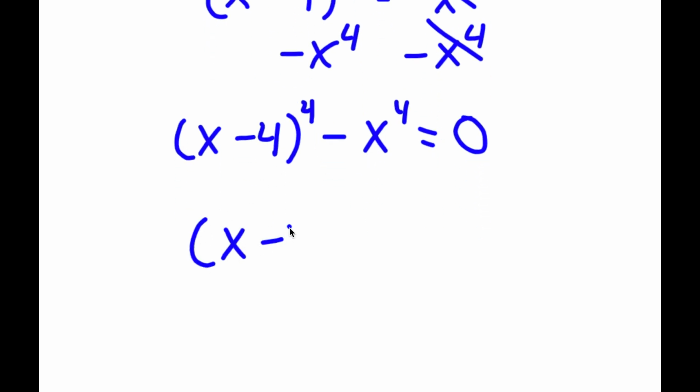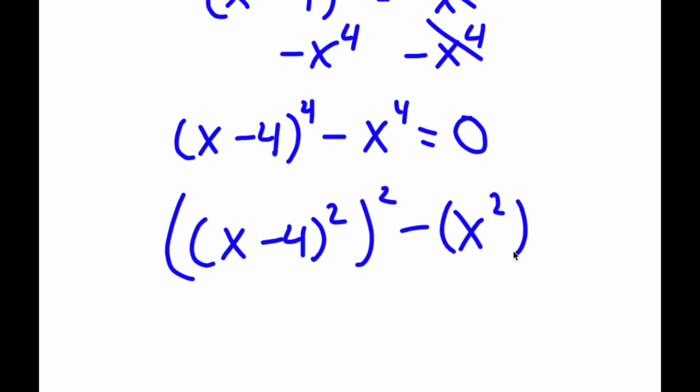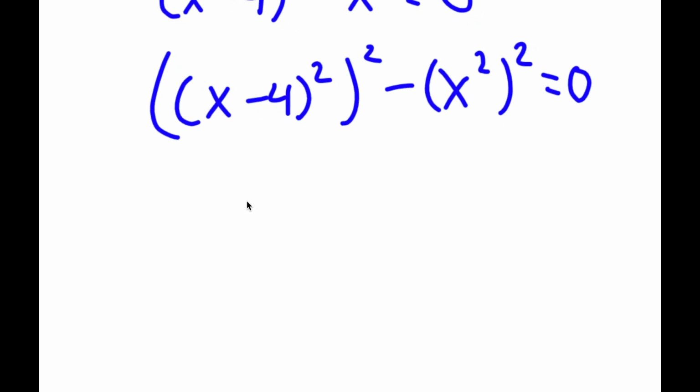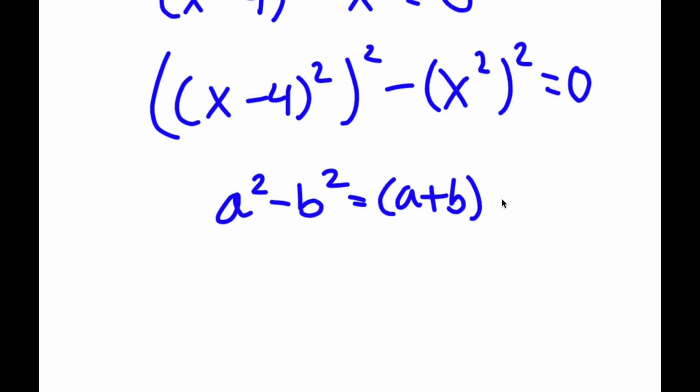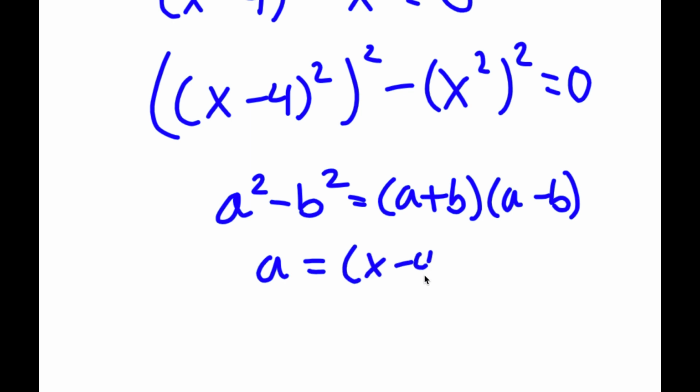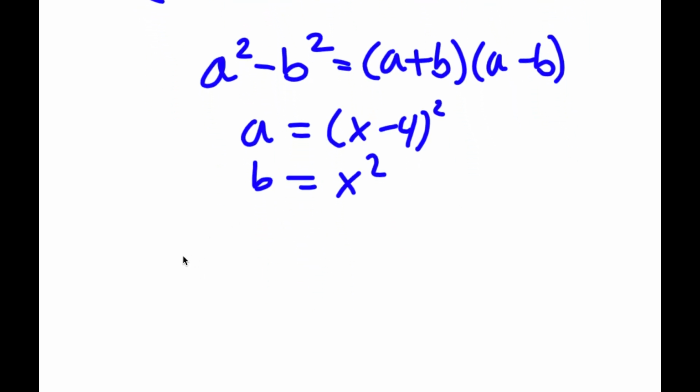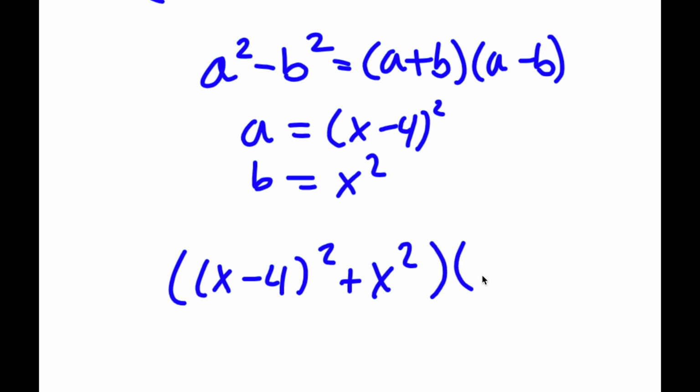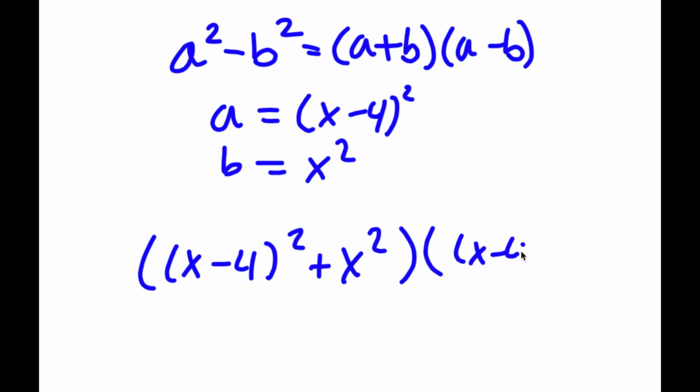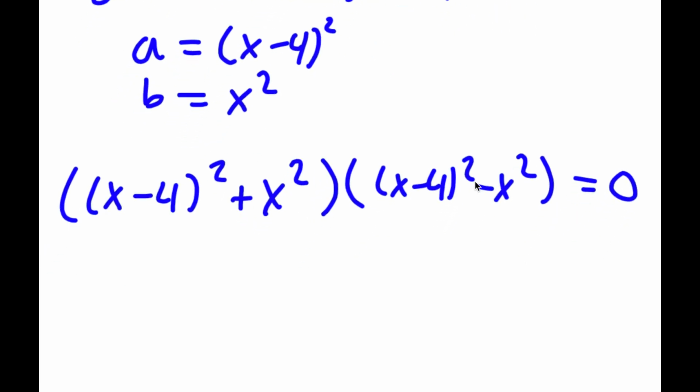Now I'm going to rewrite this as ((x - 4)^2)^2 - (x^2)^2 = 0. And if I have something in the form a squared minus b squared, this is equal to (a + b)(a - b). So in this case, a is (x - 4)^2, and b is x^2. So I have ((x - 4)^2 + x^2)((x - 4)^2 - x^2) = 0.